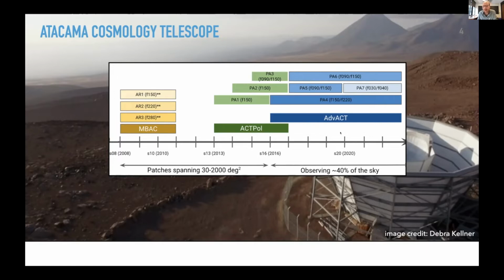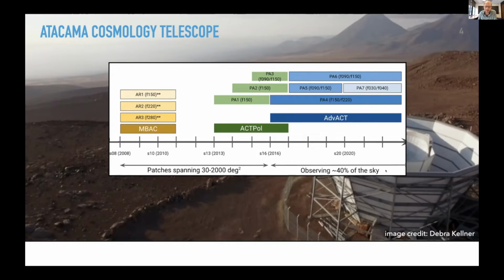And then most recently, we've swapped one of these arrays out for another array which observes at lower frequency, at 30 and 40 gigahertz. Another thing that's important to note is that ACT used to observe fairly small patches of sky, but then gradually we started to observe more and more of the sky, and now we are observing this 40% patch of the sky.